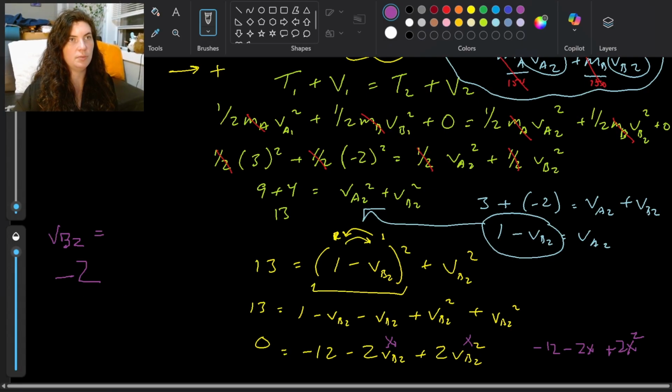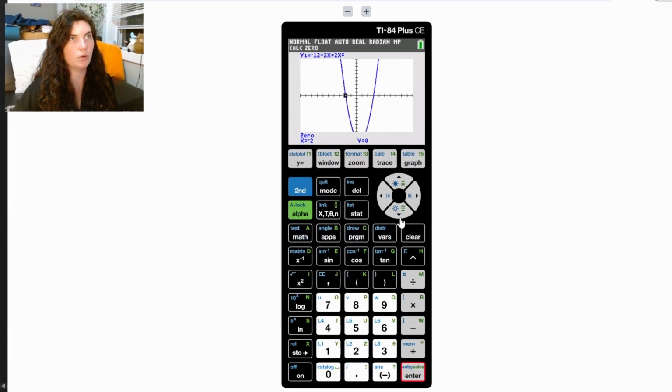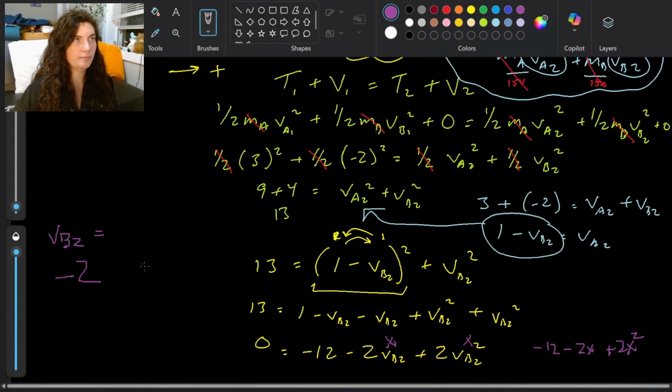So VB2 could be either -2, or it could be, I do second calc, find my zeros again, come all the way around, left side, enter, right side of the 0, enter, enter again, that is x equals 3. So for me personally, this is how I solve so many systems of equations, and honestly, we didn't even have to take it this far in combining them.